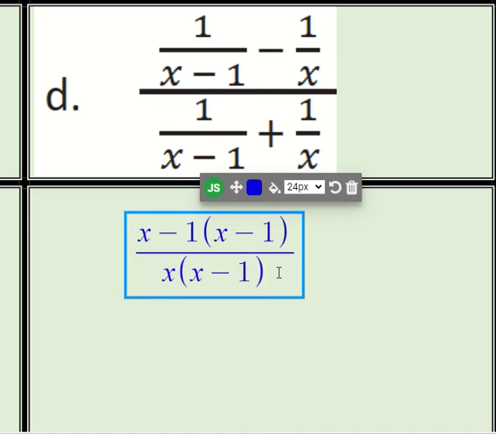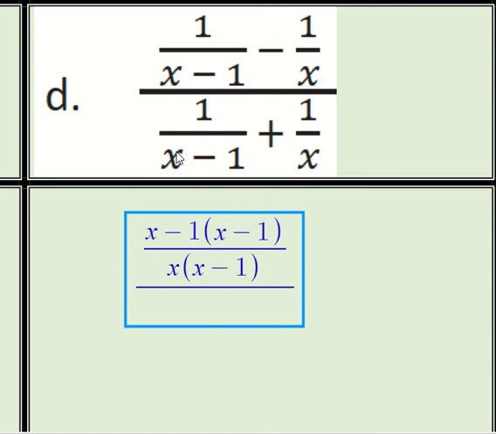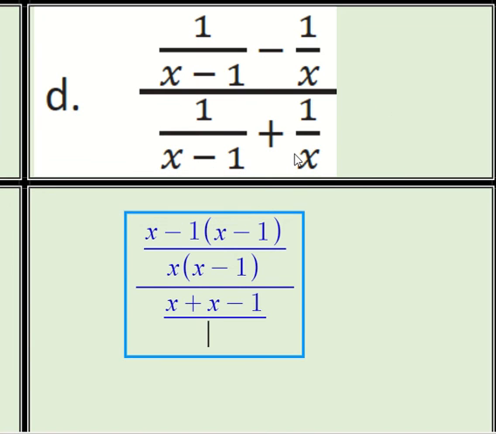So now I'll make a big fraction by selecting all this and then just pressing divide again. So now in the denominator, I'm going to do the same exact thing. So I've got 1 times x is x. 1 times x minus 1 is x minus 1. So I've got x plus x minus 1. And then I do the same thing for my denominator, x times x minus 1 as a product.